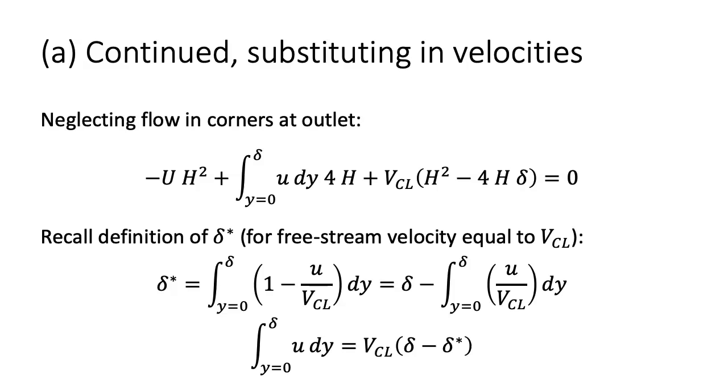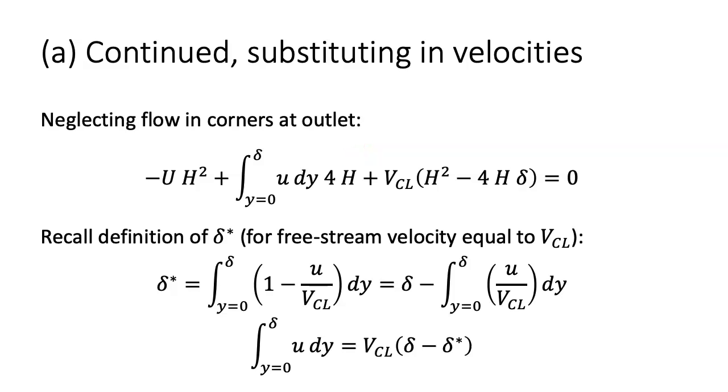For the first term, for the uniform inlet velocity, the integral reduces to negative capital U for inflow times h squared. For the second term, for the outlet, we break up the integral into two regions. Note that both of these terms will be positive for outflow. For the first region, we integrate the boundary layer velocity profile over the boundary layer thickness from y equals 0 to delta, and then multiply by the width of the boundary layer, which is 4 times h. This accounts for all four walls of the test section.